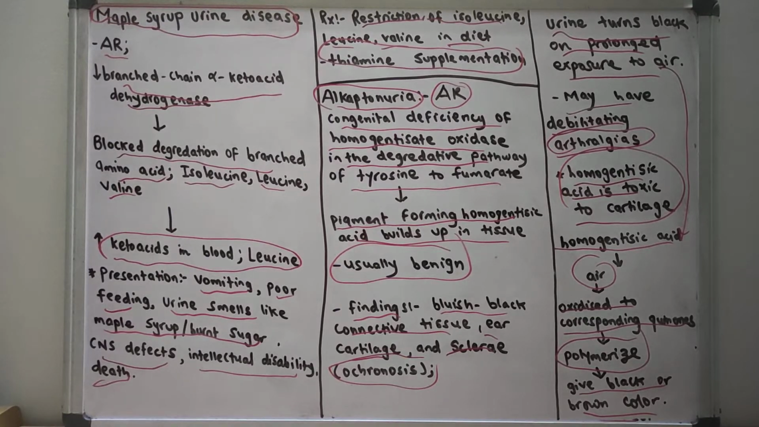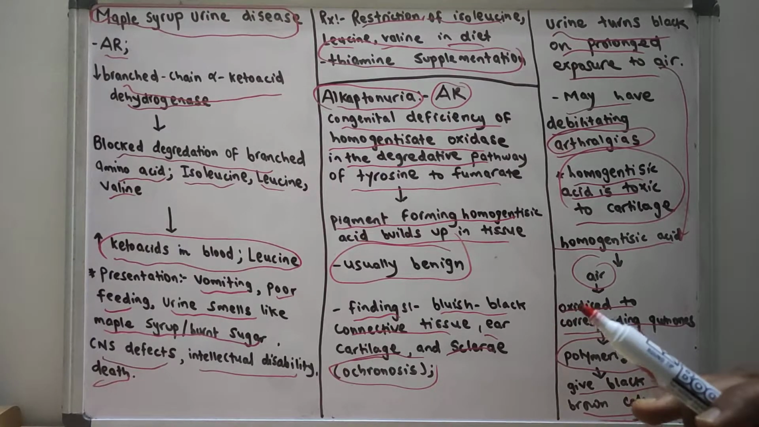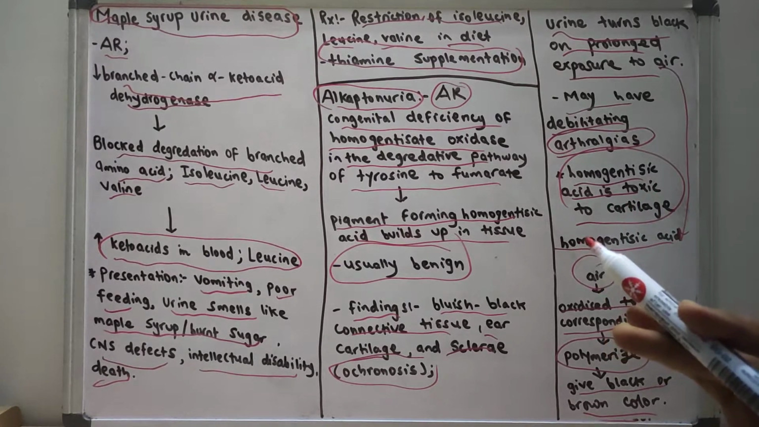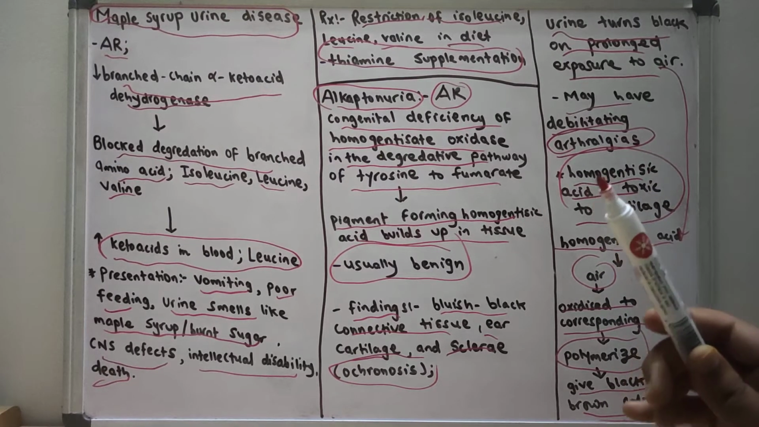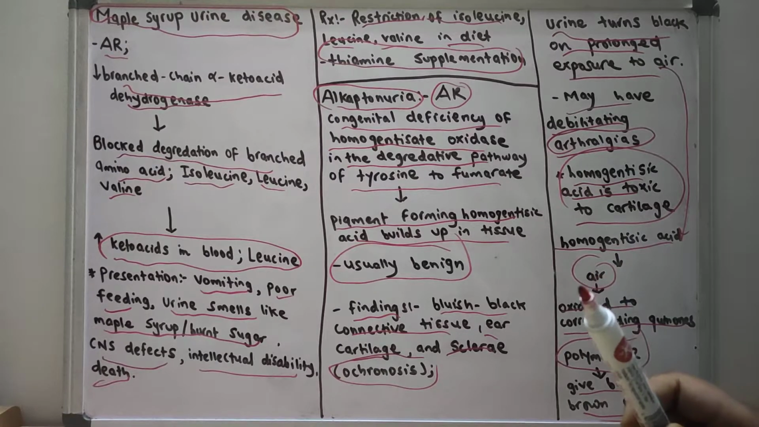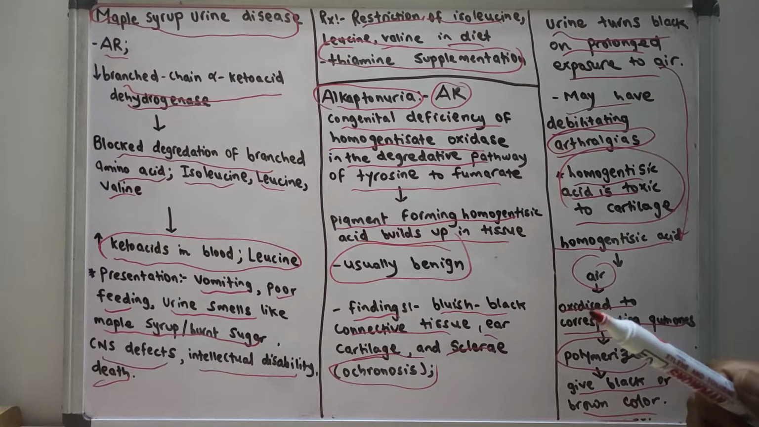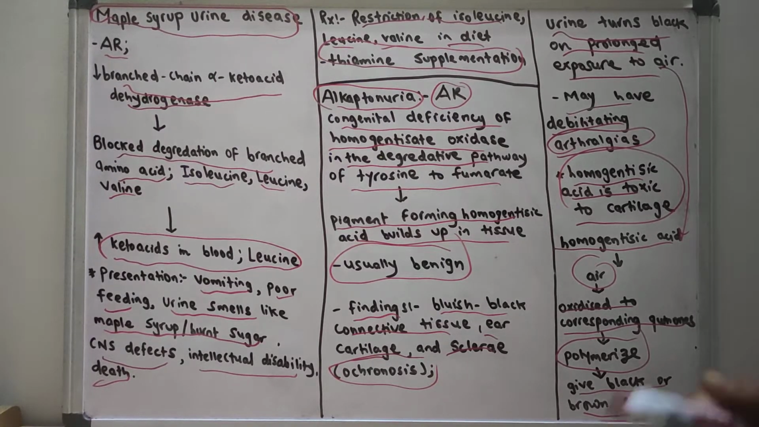So this concludes our discussion of maple syrup urine disease and alkaptonuria. The important features you have to know are that both are autosomal recessive disorders. Maple syrup urine disease is due to a decrease in branched-chain alpha-ketoacid dehydrogenase, and alkaptonuria occurs due to congenital deficiency of homogentisate oxidase in the degradative pathway of tyrosine to fumarate. I hope you understood this lecture. So this sums up our two disorders, maple syrup urine disease and alkaptonuria. Thank you.